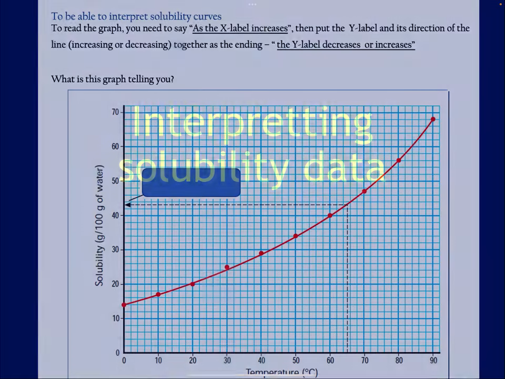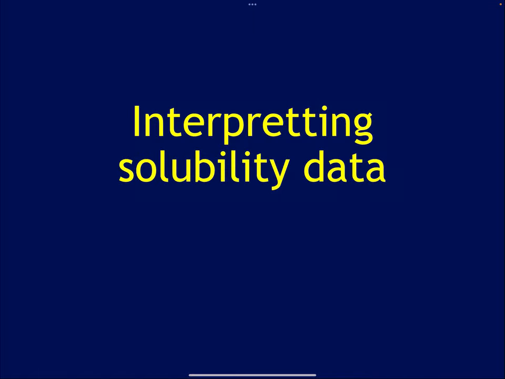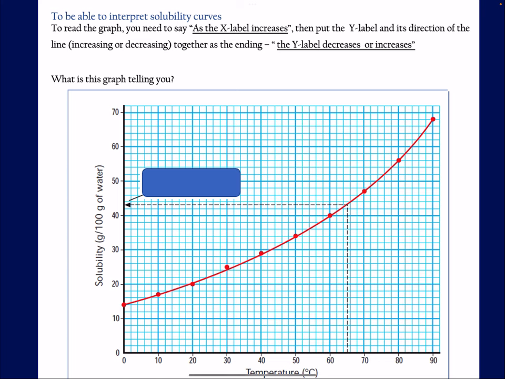Okay, folks, so today we are going to look at interpreting solubility graphs, solubility data via graph. So you should have already at this point taken down notes. So I suppose the first thing that we'll say is when we get a graph, we have to be able to interpret it.